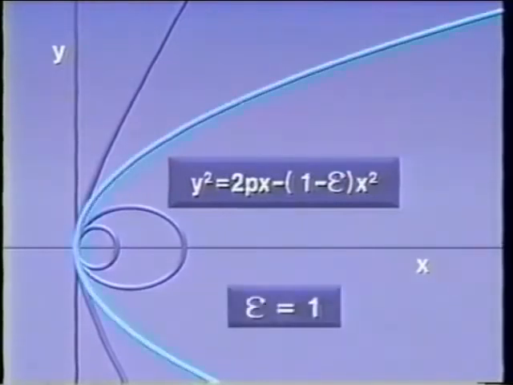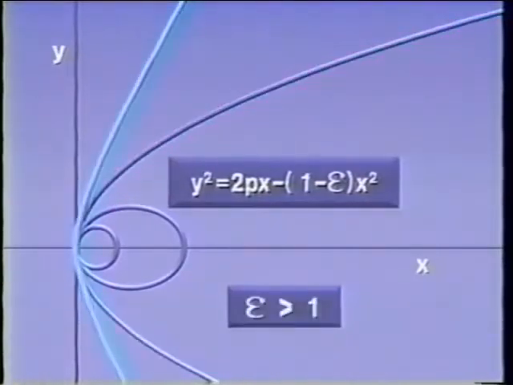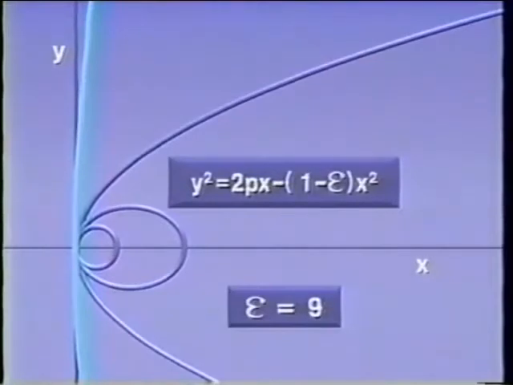An eccentricity of 1 corresponds to a parabola. And greater than 1, a hyperbola. Similarly, the eccentricity of a hyperbola determines how straight the curve is.